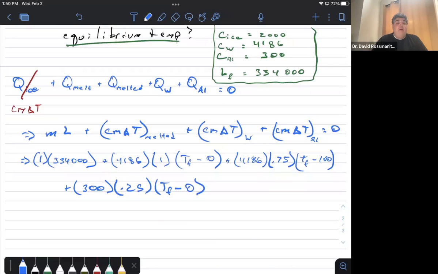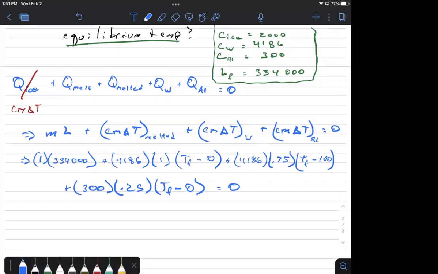Same as the ice, because remember, the starting point for the cup was you had the ice in the cup. So the cup and the ice are the same initial temperature. Then you put the boiling water in, and that's going to heat it up. So those are all your terms, and you set that equal to 0.